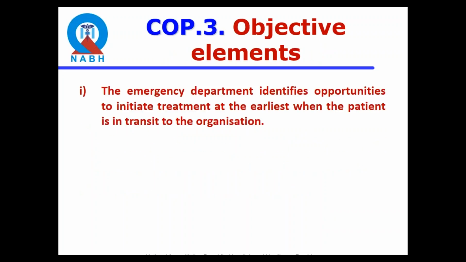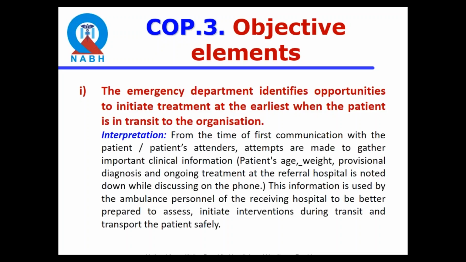The next objective element deals with the fact that it's not just sufficient if the ambulance goes there and gets the patient. The expectation is that when the ambulance goes to get the patient to the organization, some care is provided to the patient, and that is what completes the loop in a way. So this new objective element talks about what needs to be done when the patient is shifted to the organization.